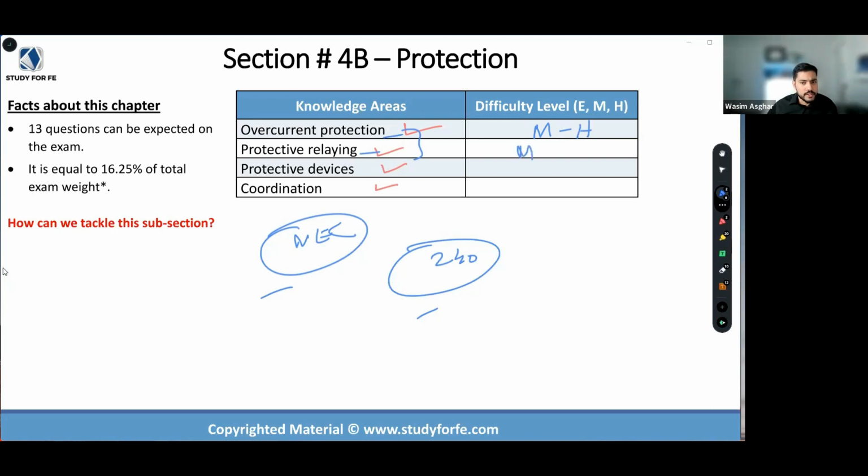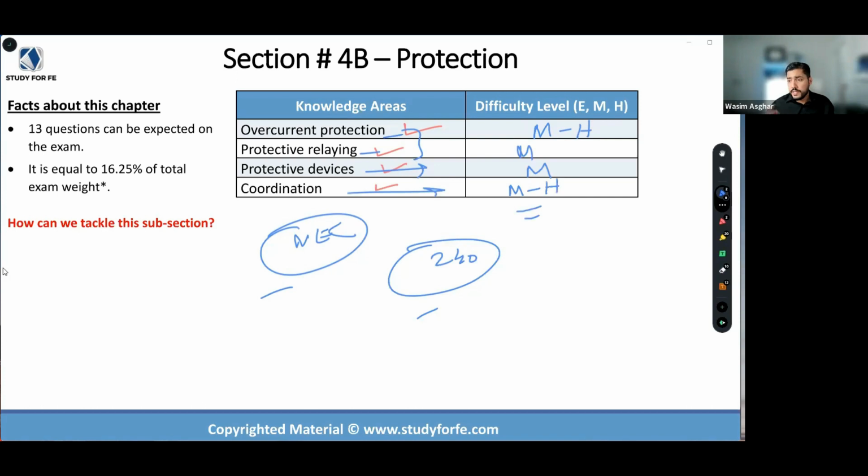Okay, protective devices: fuses, circuit breakers, reclosers, switchgear, substations. I would say medium. I don't think it's easy. And finally, we have coordination. So we look at it from the lens of coordinating for the feeder. Then you have coordination requirements for motors, for transformers, for generators. So yeah, let's call it medium to hard.